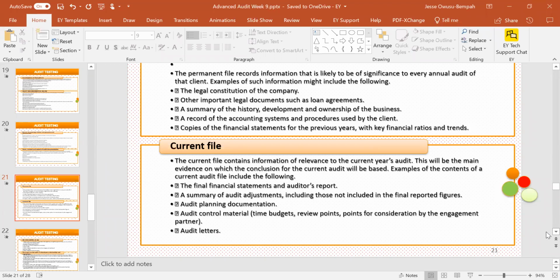They also have what we call the current file. The current file contains information of relevance to the current year's audit. Very, very important. So what will be an example? Here we are looking at things like audit planning documentation, audit control material, and audit letters. All those things are relevant to the current year audit. So that's what we mean by a current file. It's related to the current year audit.